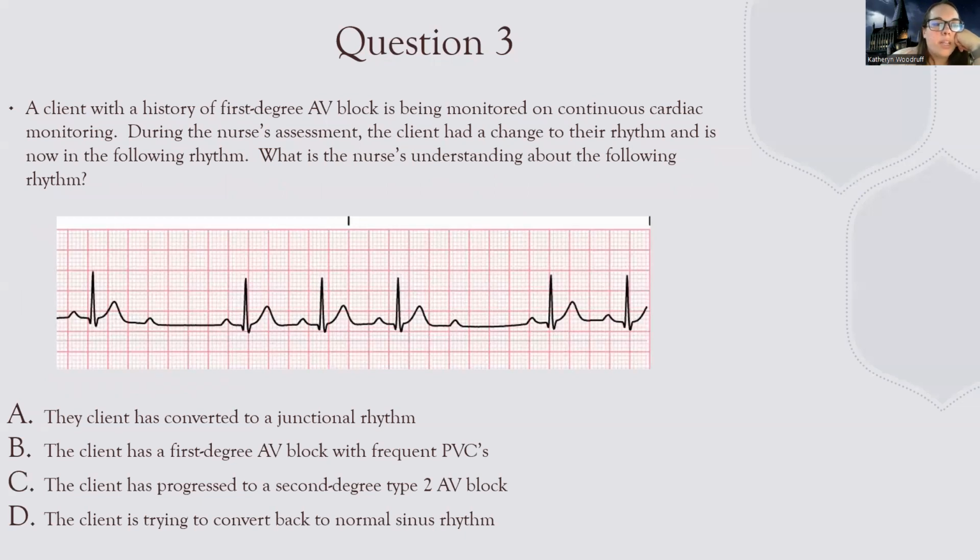So, a client with a history of a first degree AV block. Oh, you guys love blocks. Is being monitored on continuous cardiac monitoring. During the nurse's assessment, the client had a change to their rhythm and is now in the following rhythm. What is the nurse's understanding about the following rhythm?